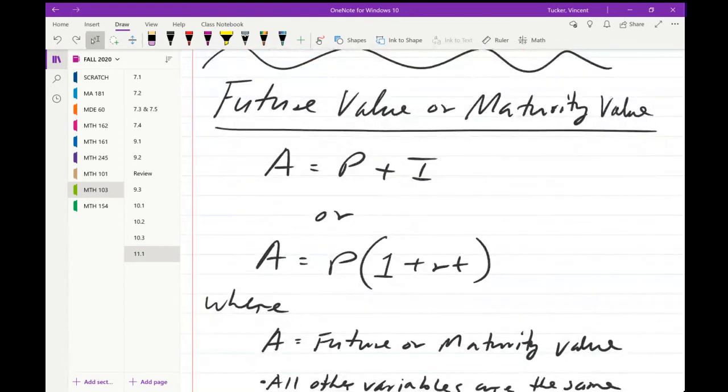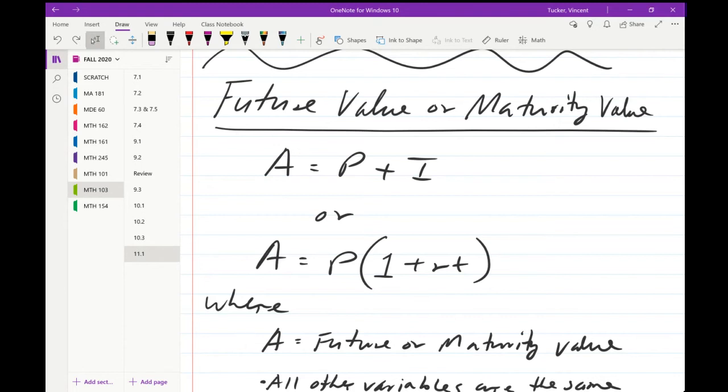All right. So the next thing in this section, we talk about future value or maturity value. Future value or maturity value are synonymous. They're the same thing. So that will be represented by the letter A. So you can calculate it one of two ways. Show you both of them. You can have your principal, you just add your interest to it, or you can do your principal times 1 plus RT. They both are the same formula. It just depends on where you're starting and what information you have available to you.